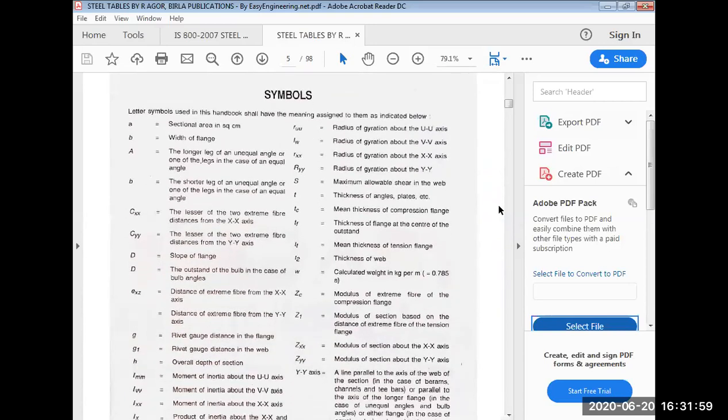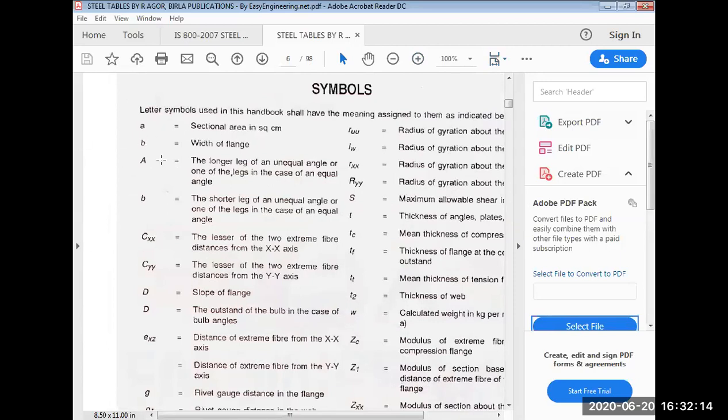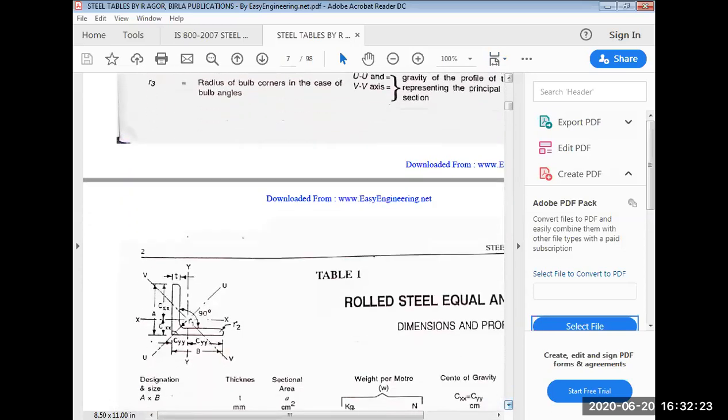So these are the symbols given here. See, small a is nothing but sectional area, small b is nothing but width of section. Here given small a, small b, capital A, B. These are some notations or symbols given in the steel table page number 1.